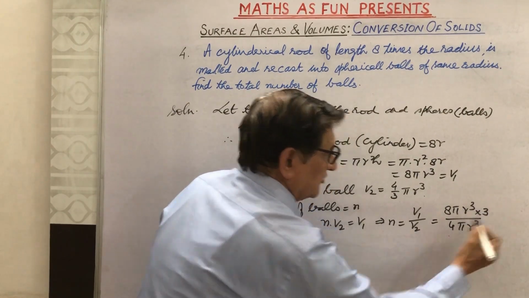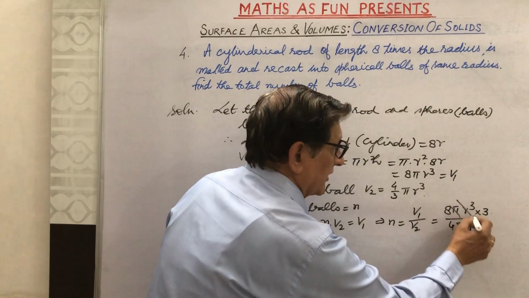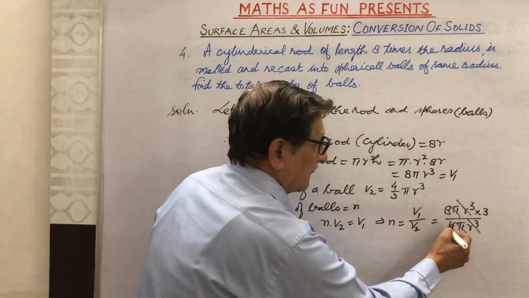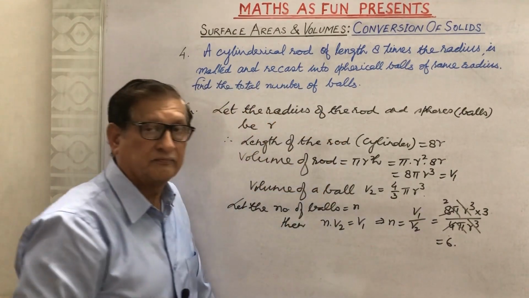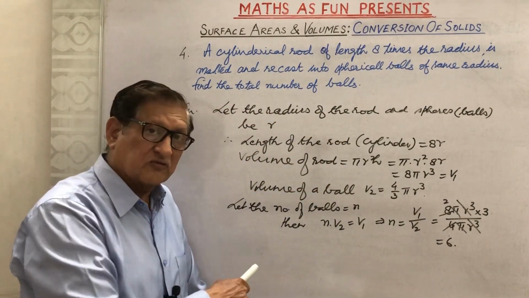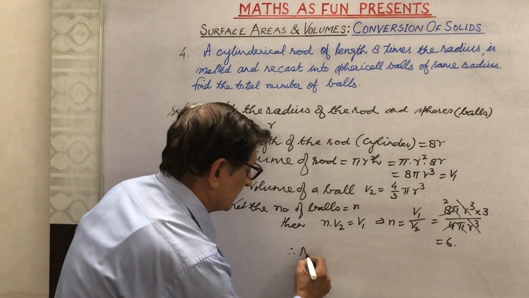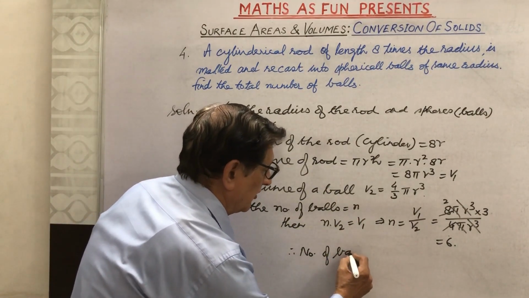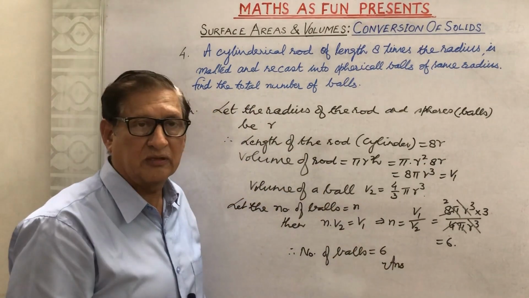3 will go in the numerator. Here pi cancels pi, r cube cancels r cube, and 4 cancels this 8 twice. 2 into 3 is 6. It means we find that 6 balls will be formed. So we can write therefore number of balls is equal to 6. This is the answer to the problem.